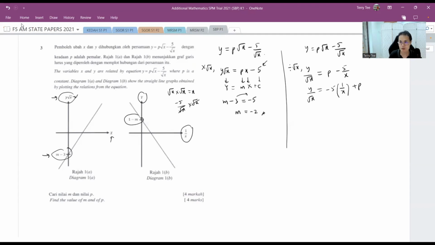Now again, this is your big Y, this is your gradient, this is your x, and your c. I know that my y-intercept is now b. You compare with the y-intercept from the graph, which is 1 minus m. I know my m is -2. So 1 minus -2, my b is 3.